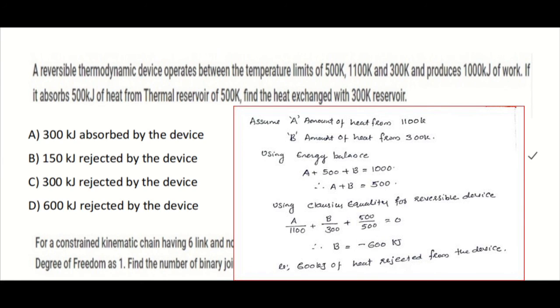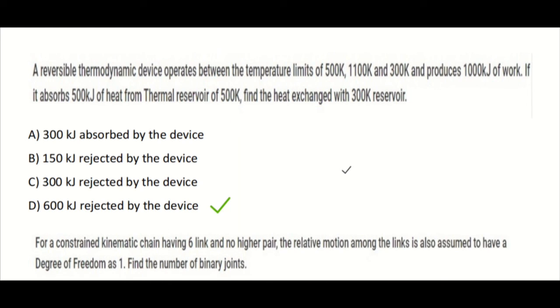From that we can find the value of B, that will be equal to minus 600 kilojoule. That means 600 kilojoules of heat is rejected to the 300 Kelvin reservoir. Okay, that is the right answer. That is, 600 kilojoule is rejected by the device. Minus 600 is the right answer.